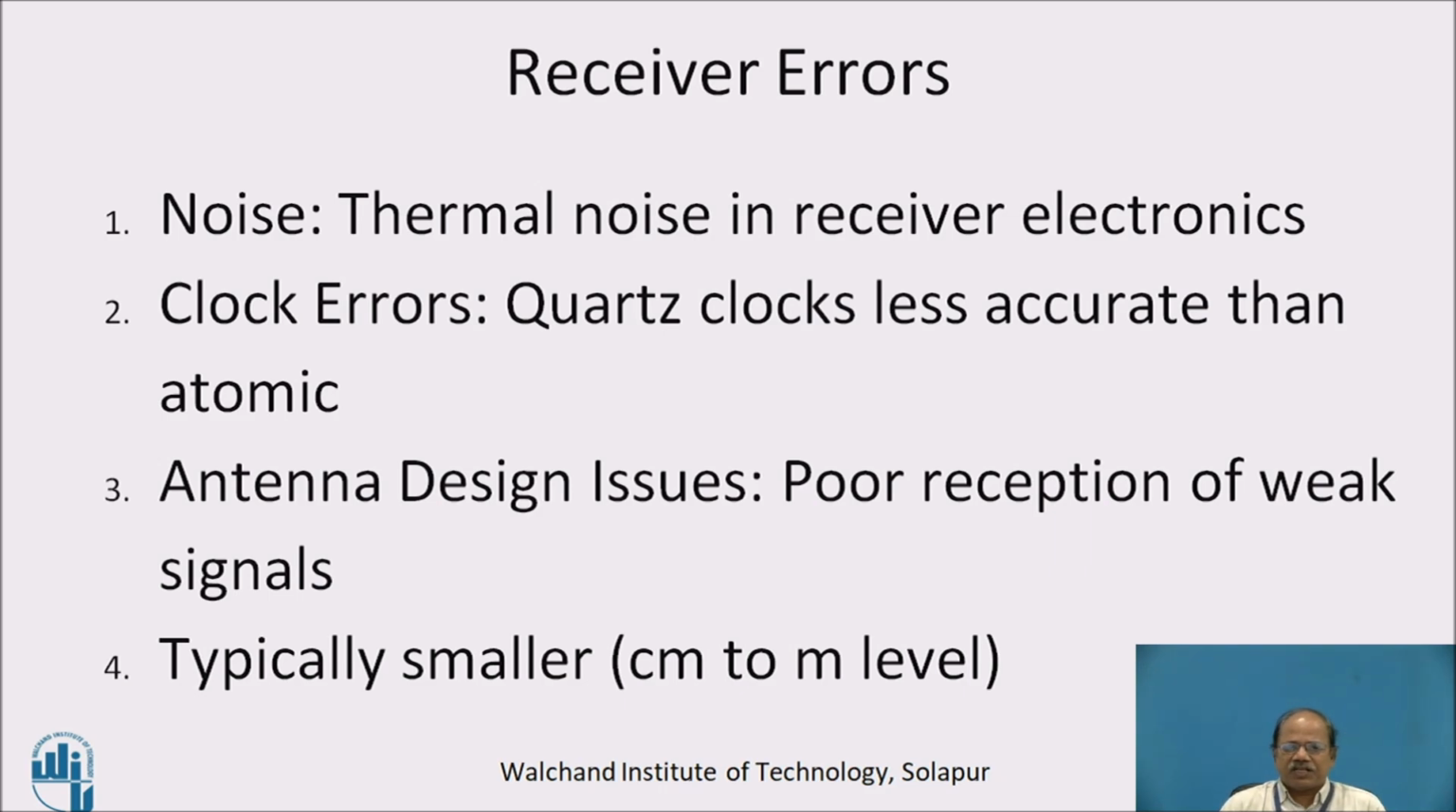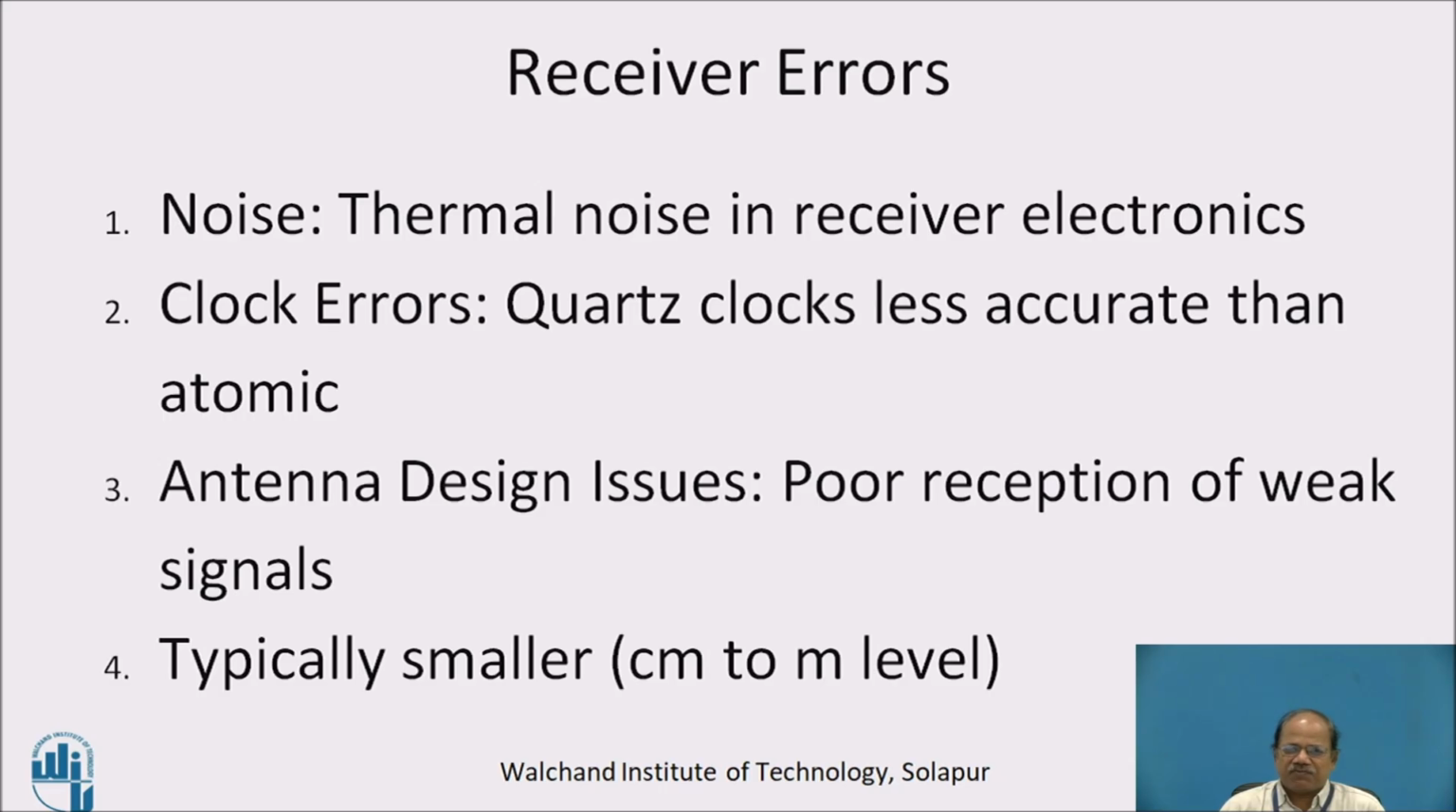The other important error is receiver error. The noise which happens in receiver electronics, particularly because of warming up of the hardware, is also going to cause error in the output of the instrument. The quartz clock is normally used in any kind of GPS handsets used by users, and these have less accurate results as compared to an atomic clock. So, users normally have quartz clocks. So, clock error will be because of this also.